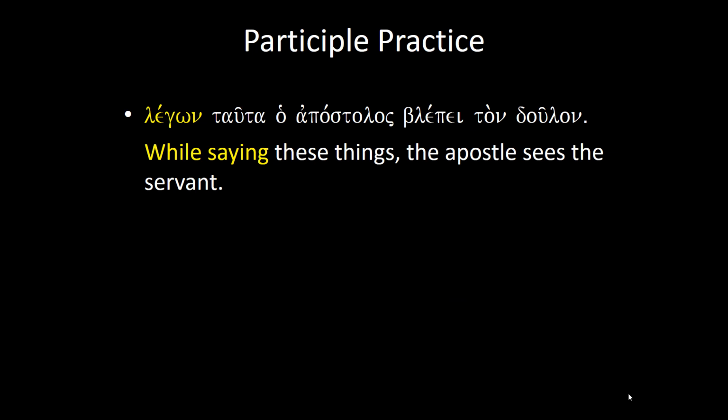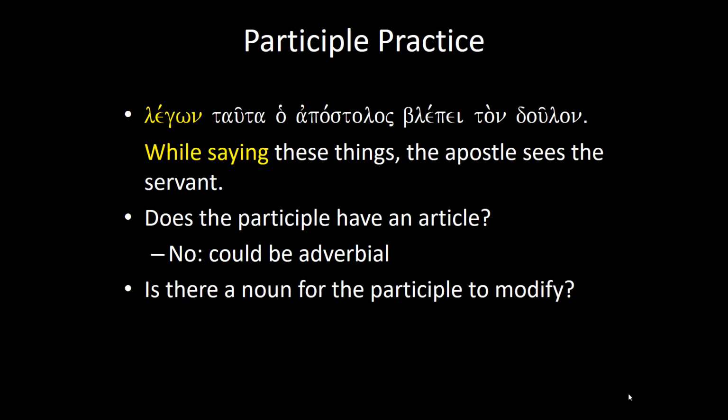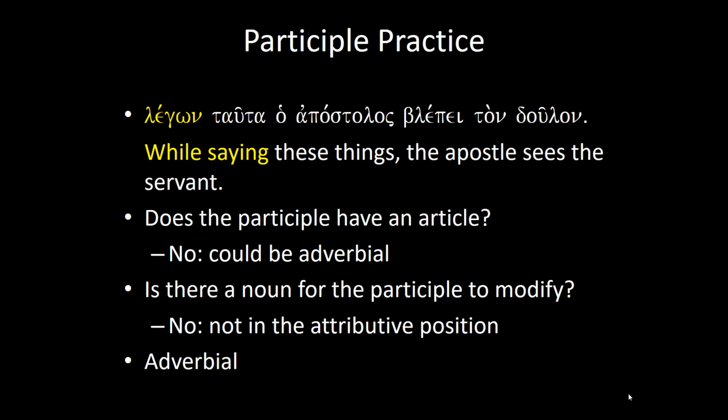Legon tauta ha apostolos blepe ton doulon. Here's the translation. While saying these things, the apostle sees the servant. Does the participle have an article? No, so it could be adverbial. It doesn't have to be adverbial, but it could be. Is there a noun for the participle to modify? Does it agree with that noun in case, gender, number, and is it in attributive position? No, it's not in the attributive position. So it's not attributive. This one is adverbial. While saying these things, so this is adverbial, and we could say it's answering a question of time. And since it's present tense, we use that keyword while, because present tense equals same time.